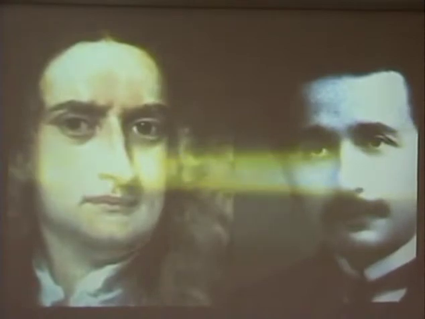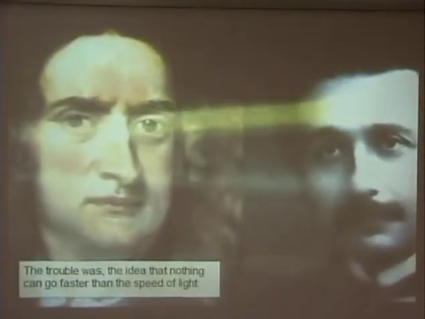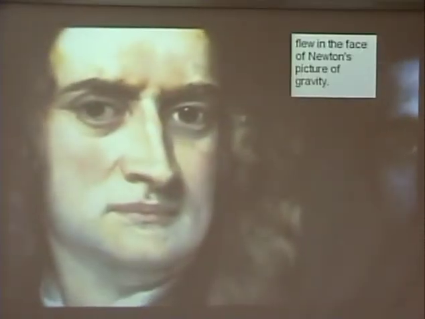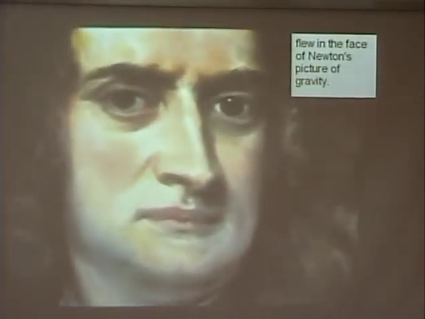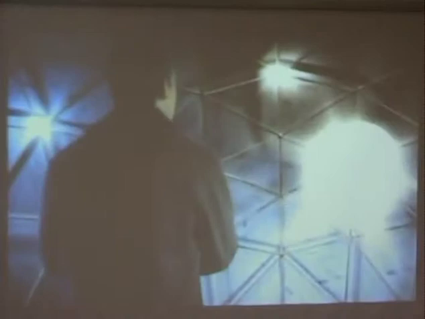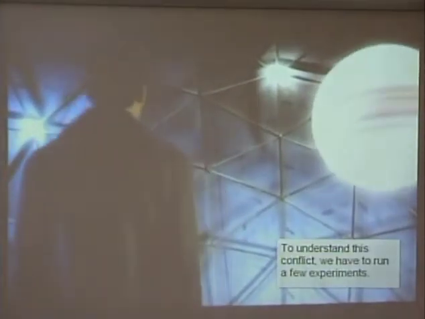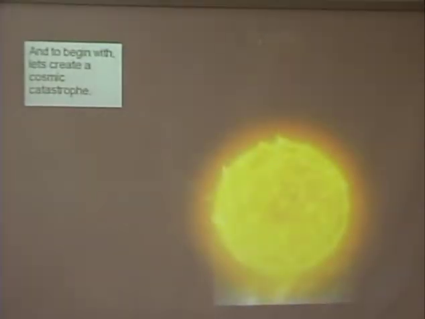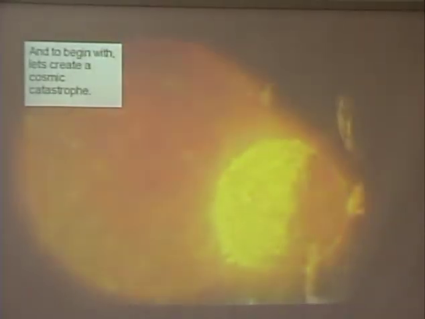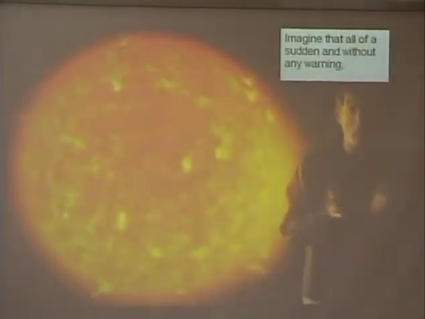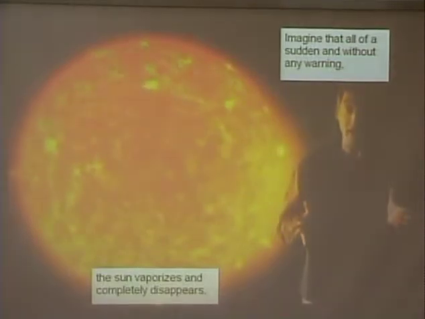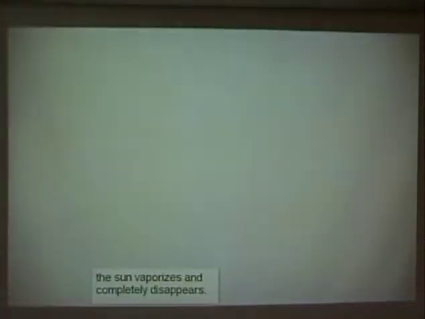The trouble was, the idea that nothing can go faster than the speed of light flew in the face of Newton's picture of gravity. To understand this conflict, we have to run a few experiments. And to begin with, let's create a cosmic catastrophe. Imagine that all of a sudden, and without any warning, the sun vaporizes and completely disappears.